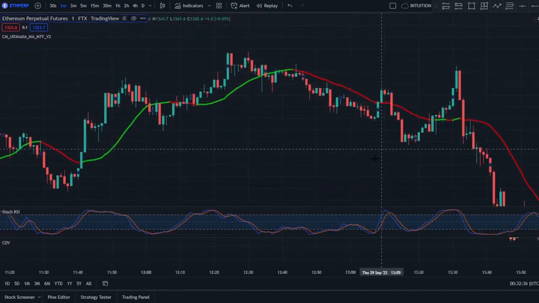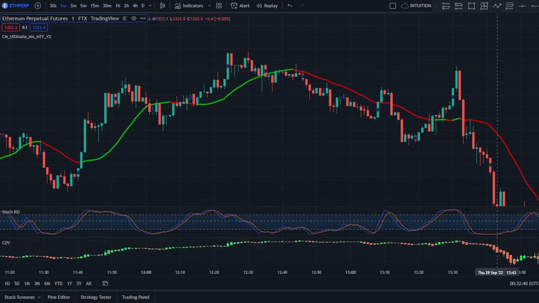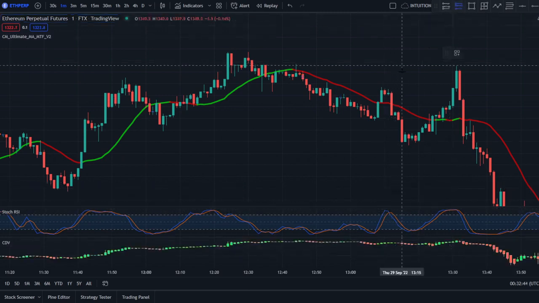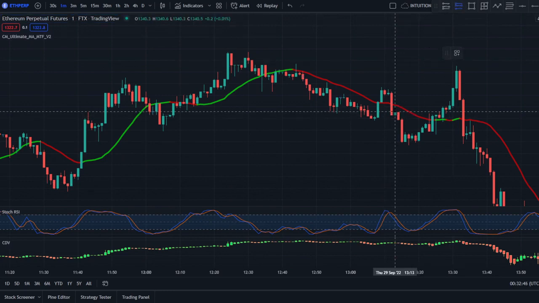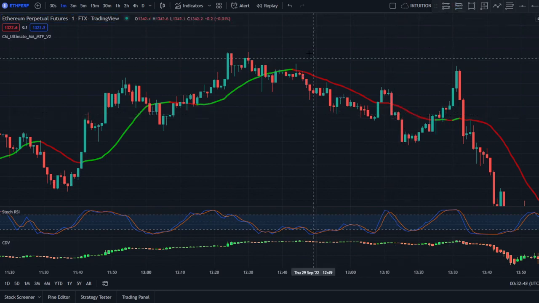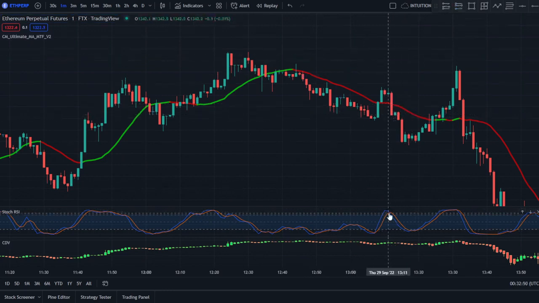You can see that so far a lot of the signals are all being filtered out. It's very hard for you to find trades that are losers because there are very few trades to be taken, and when the trades are taken, the win rates are very high. So right here you have another valid trade. You can see the crossover of the blue line below the orange line, and the price is below the trend line, and the trend line is red in color.